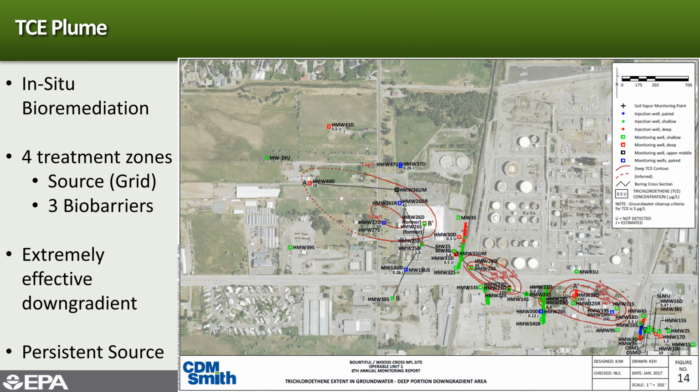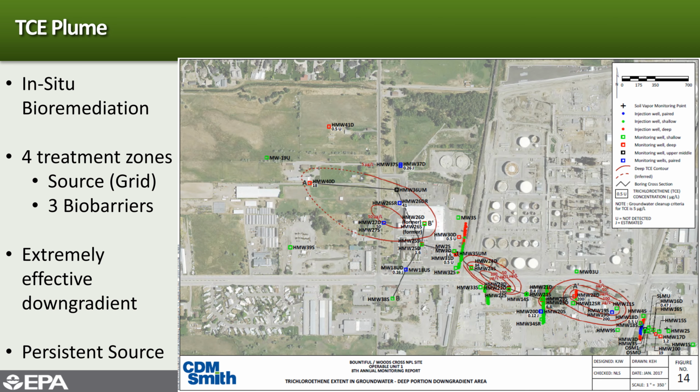As I mentioned, the TCE plume there in the Bountiful OU1 is being addressed with in situ bioremediation, which is essentially a series of treatment zones. So again, our source zone down here in the lower right-hand corner of Figure 14. This is the parking lot where you'll see a number of the wells that are right in the source area, like HMW17D, HMW 101, and others, 102. And then we follow the plume along in this direction.